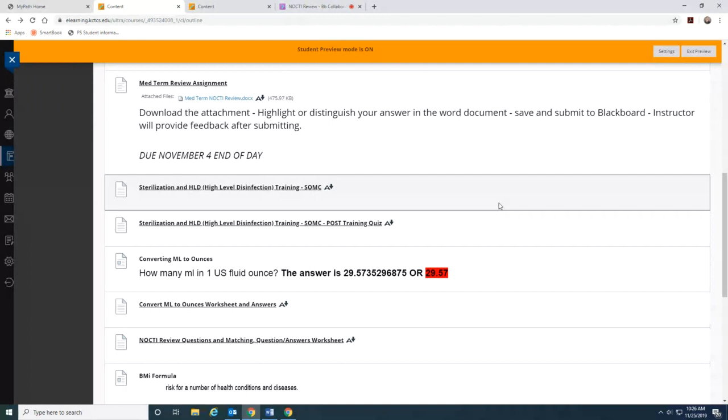Also, if you get a certain score, I believe it's at the 70 percentile range overall, you will get a certificate of career readiness for health informatics. And we like certificates. We like anything that helps with our employability, so that would be great.